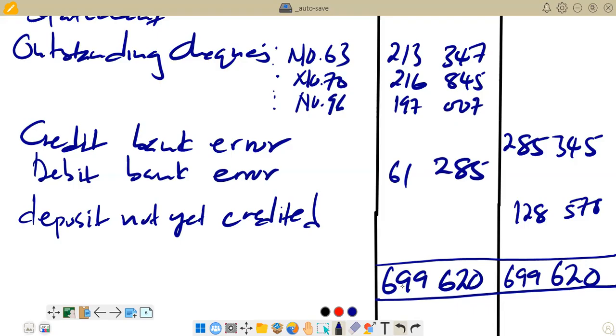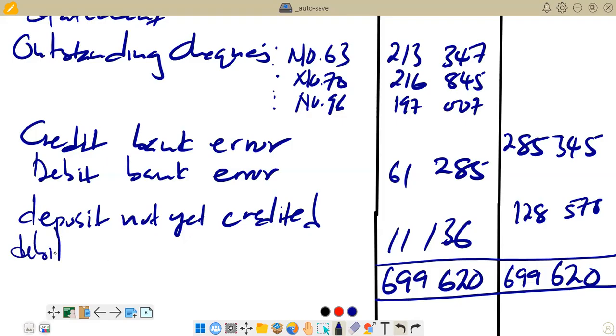So we say this one, 699,620 minus the total of debit, you subtract this one, subtract this one, subtract this one, subtract this one. You get your balance here, which is 11,136, which is the same balance that we got in the cash book. This shows that you've done your reconciliation correctly.